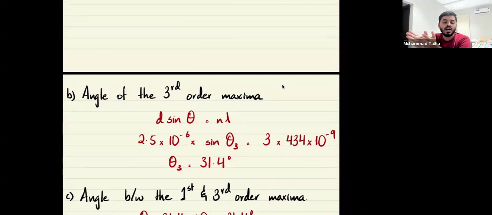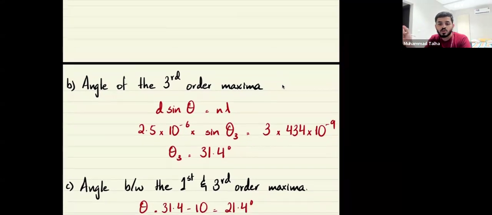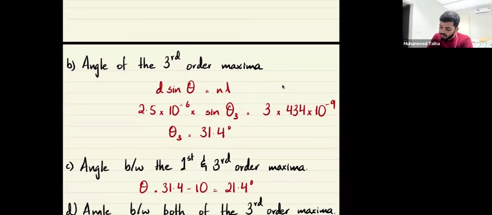Next one, angle between the first and third order maxima. You can never find the angle between any first or third or second or fourth or second or third maxima directly, because what the equation gives you, as we just talked about, is the angle from the central maxima. So you find the angle of the third one, you were given the angle of the first one, so you subtract the two to get the angle in between.